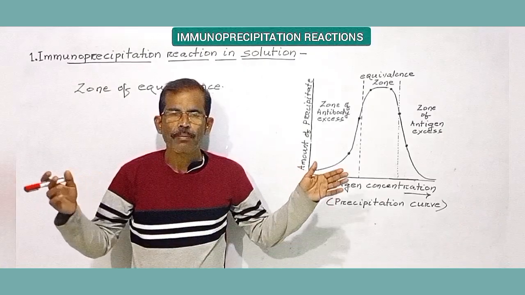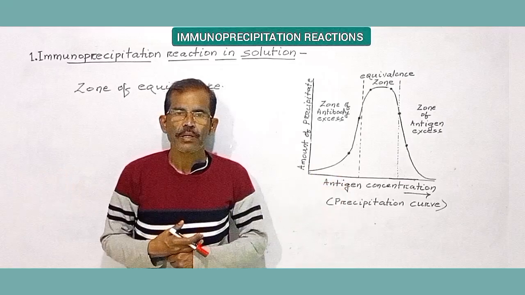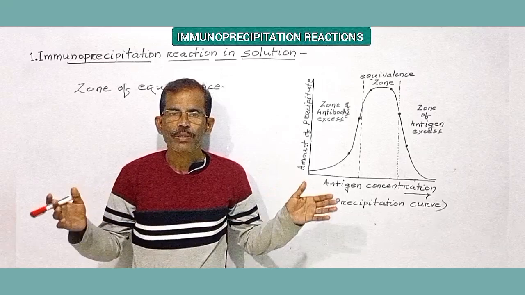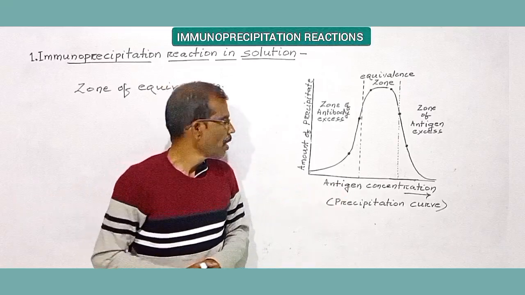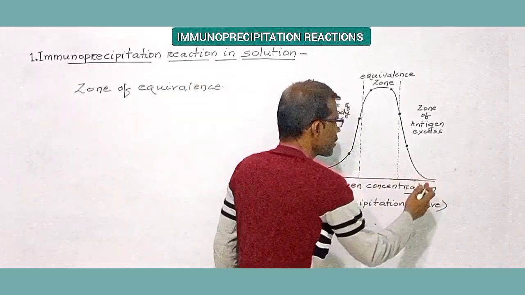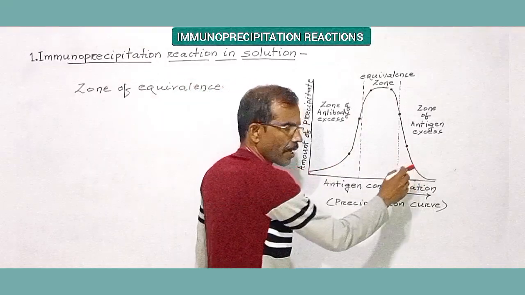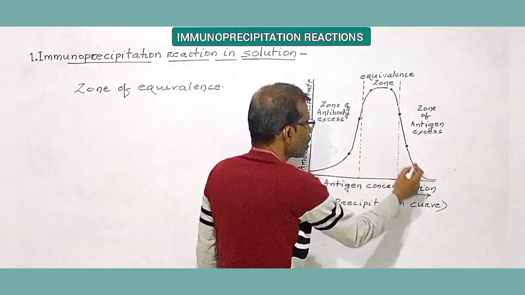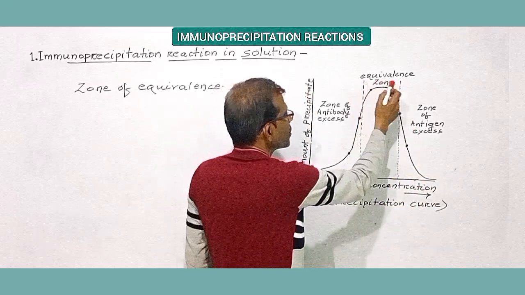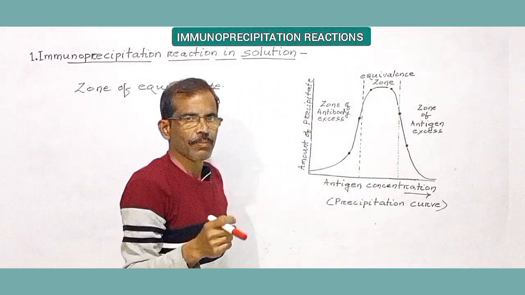When increasing amount of antigen is added to a series of test tubes containing a constant amount of antibody, variable amount of precipitate is formed. When the amount of precipitate is plotted against different antigen concentration at which it is formed, a curve is obtained. This curve is known as the precipitation curve. The middle segment of the curve represents the equivalent zone in which precipitation is maximum.